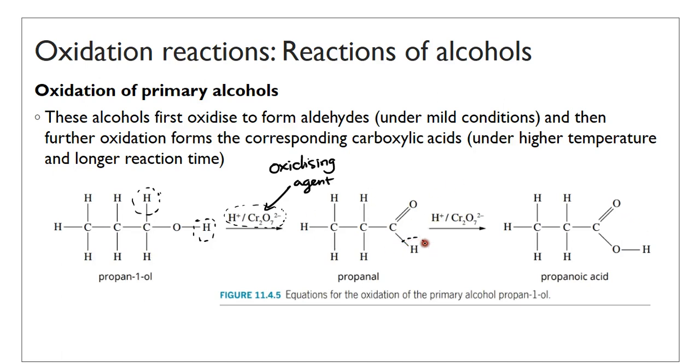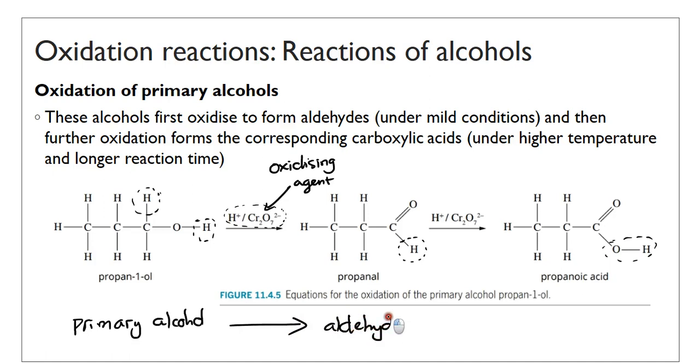But this hydrogen is now going to be lost, and also in the process you're gaining an oxygen. So you turn it into a carboxylic acid. So primary alcohol can be oxidized to an aldehyde, which can continue to be oxidized to a carboxylic acid. If you want to make a carboxylic acid from a primary alcohol, you can. Aldehyde is just going to be the intermediate.